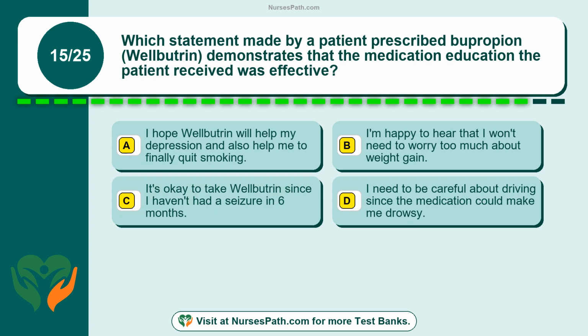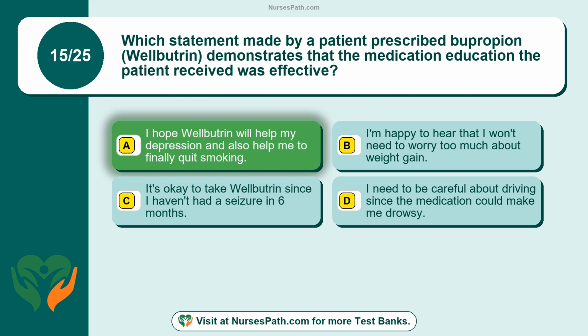Question 15. Which statement made by a patient prescribed bupropion, Wellbutrin, demonstrates that the medication education the patient received was effective? Option A. I hope Wellbutrin will help my depression and also help me to finally quit smoking. Option B. I'm happy to hear that I won't need to worry too much about weight gain. Option C. It's okay to take Wellbutrin since I haven't had a seizure in 6 months. Option D. I need to be careful about driving since the medication could make me drowsy. The correct answer is option A. I hope Wellbutrin will help my depression and also help me to finally quit smoking.